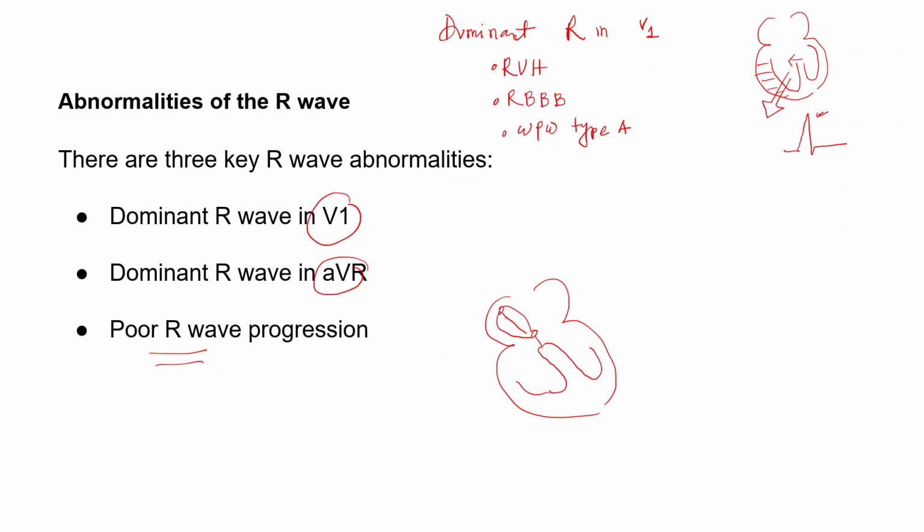What happens in WPW? In WPW, there is a connection here, or maybe somewhere, which is causing a propagation of action potential from the atrium to the ventricle, bypassing the AV node. This pathway in WPW is known as the bundle of Kent. Through this bundle of Kent, the action potential will come from the atrium to the ventricles directly, bypassing the AV node.